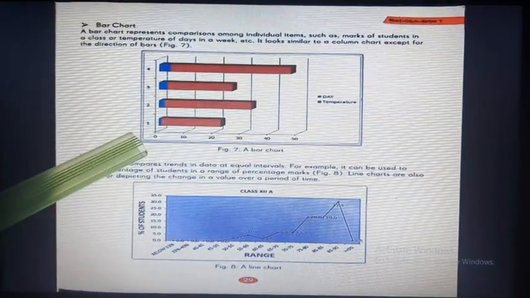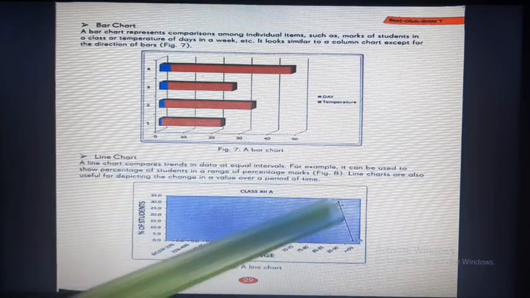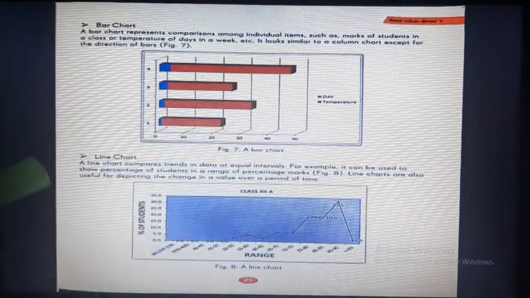Now after this comes the line chart. These types of chart you can see in your smartphone also.